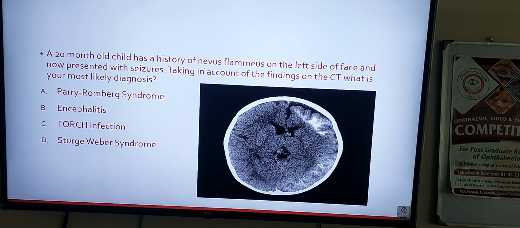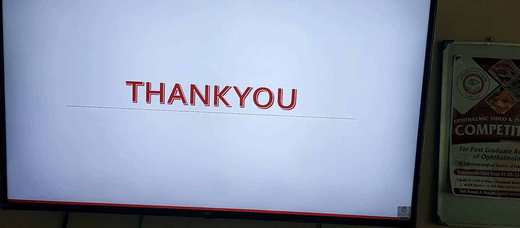A 20-month-old child has a history of nevus on the left side of the face and has now presented with seizures. Taking into account the findings on the CT, what is the most likely diagnosis? So what are the findings on the CT? Tram-line calcification, that is pathognomonic for Sturge-Weber syndrome. Thank you. Good.